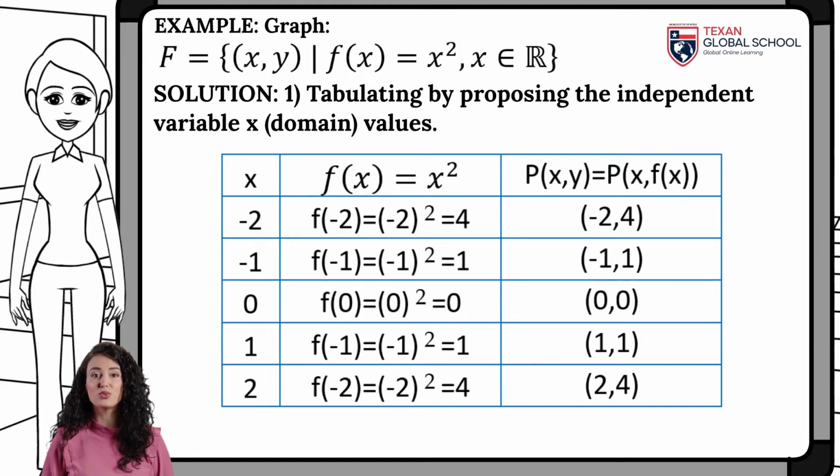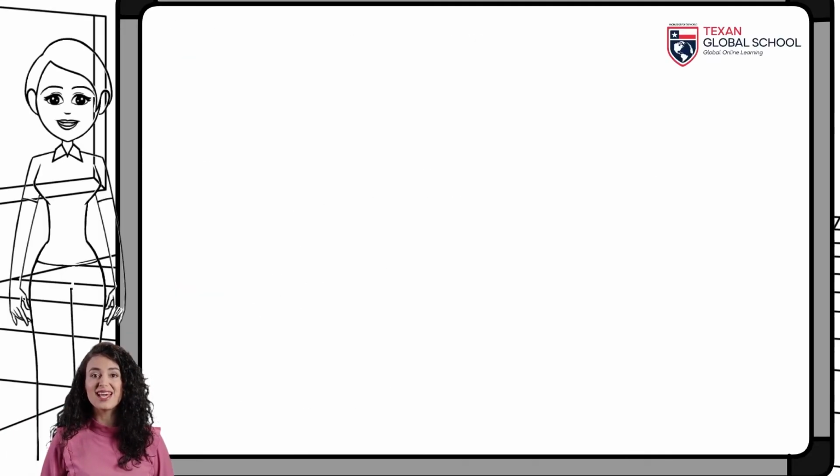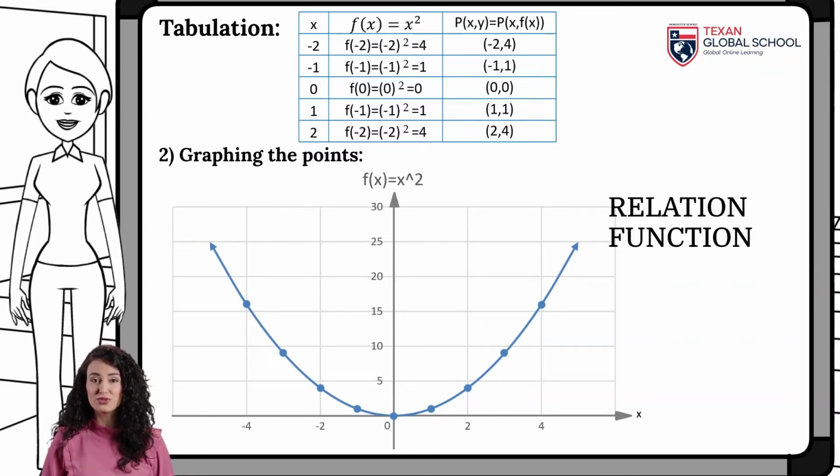In this way, we can obtain the ordered pairs or points of the graph, x and f of x. Now, we use the points to graph. The first point is -2, 4, then -1, 1, the origin 0, 0, 1, 1, 2, 4. We draw an arrow that continues at the end, indicating that the domain includes all real numbers.